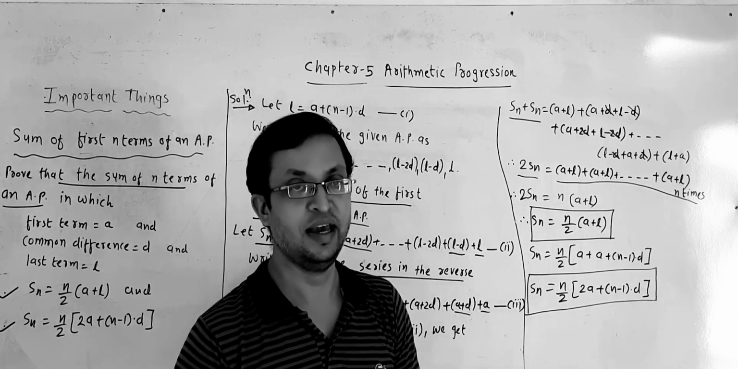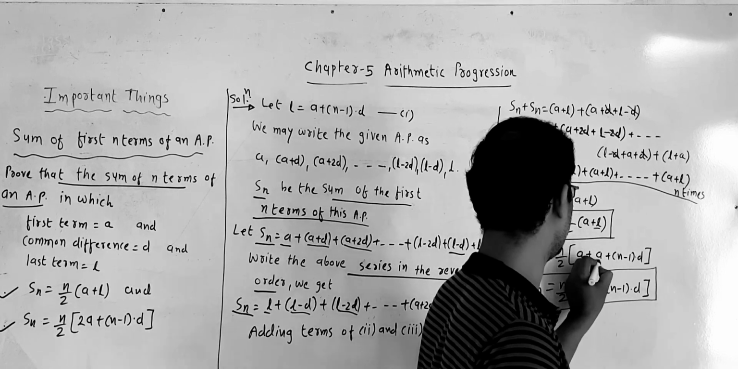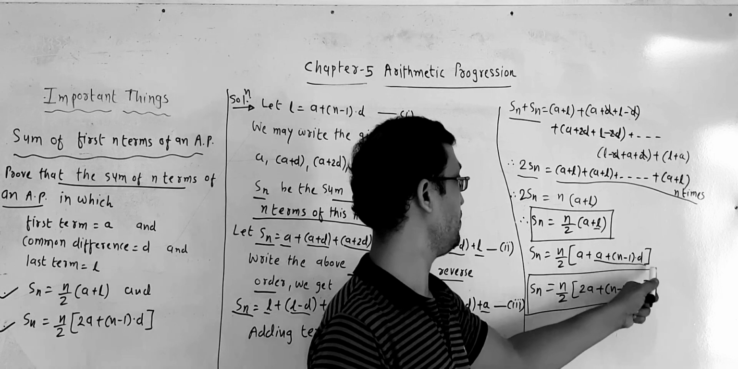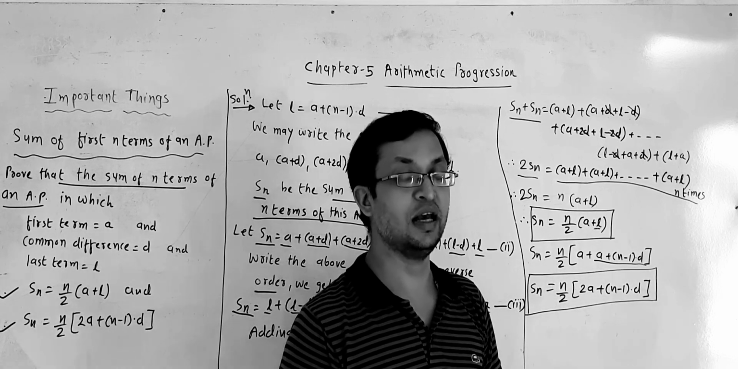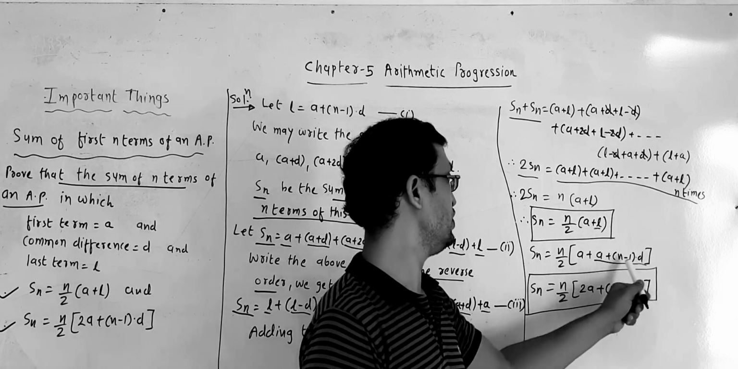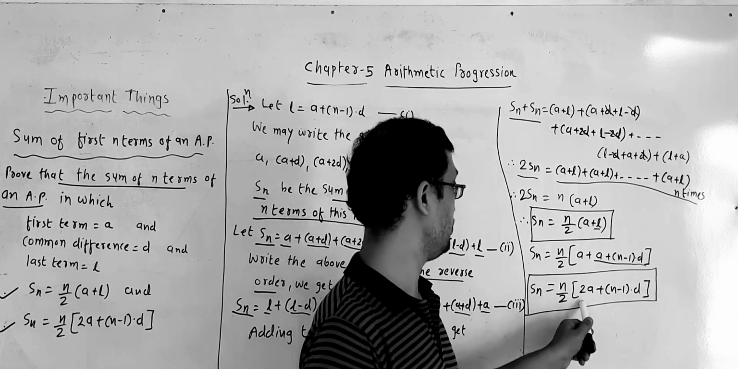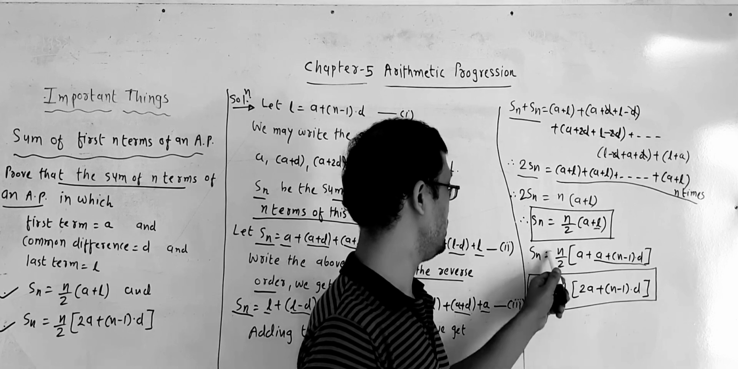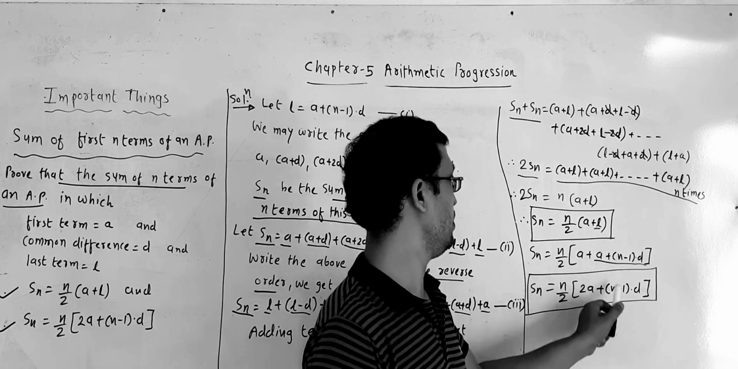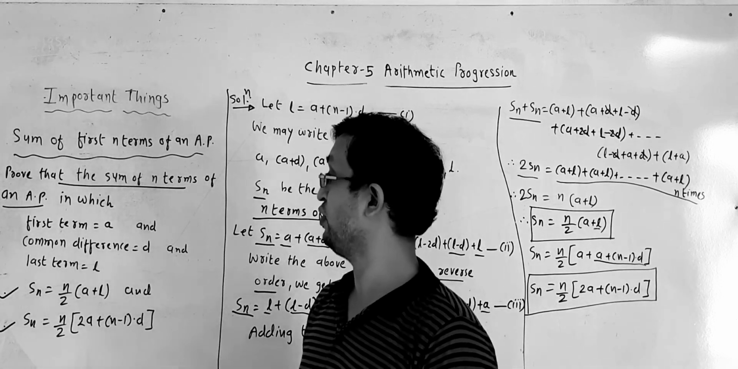But you know that l is the last term. Therefore put l is equal to a plus (n minus 1) into d, because l is the last term, that is an, equal to a plus (n minus 1) into d. Therefore a plus a is equal to 2a. Sn is equal to n by 2 as it is, 2a plus (n minus 1) into d.